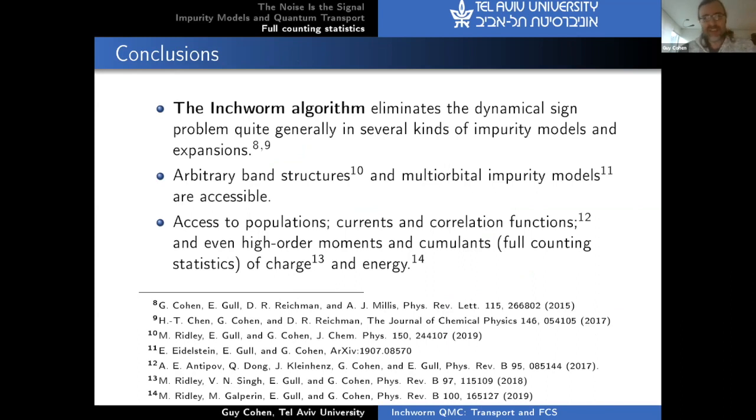I believe Olivier will show another method, another Monte Carlo method, that's able to explore these kinds of spaces, which has some advantages. And we have done a lot of work on full counting statistics. Those of you who are interested in that are welcome to contact us.